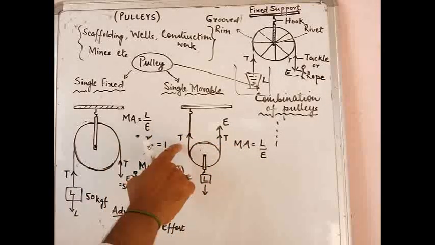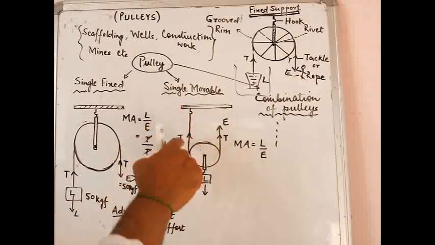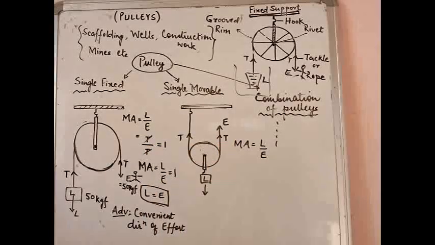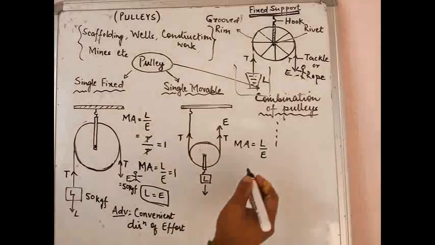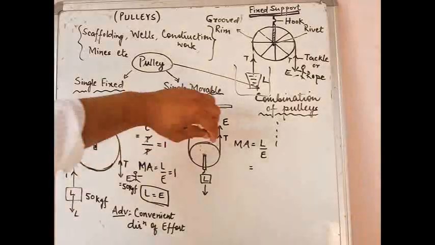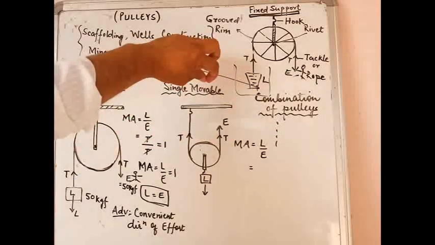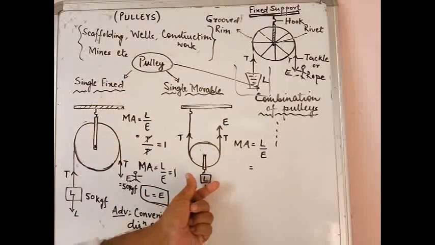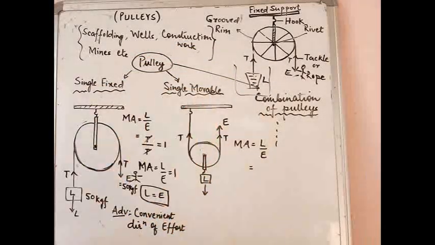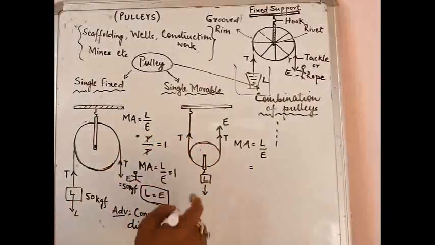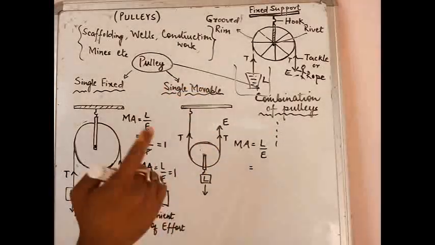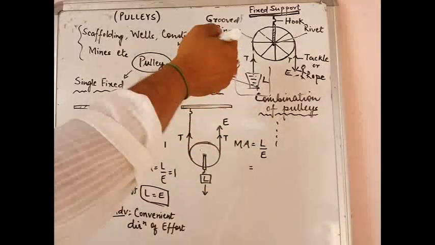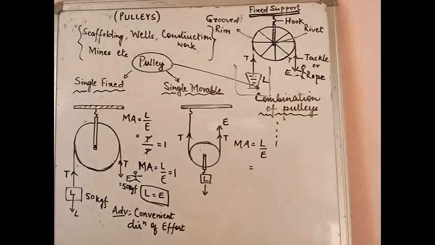Once again, I have labeled T and T because this is the same single tackle, so same tensions on both sides. So if a person pulls or provides an effort over here in an upward direction, this load will move up along with the pulley. Why will the pulley also move up? Because the pulley itself is resting on the tackle. The moment the tackle moves up, the entire thing has to move up.